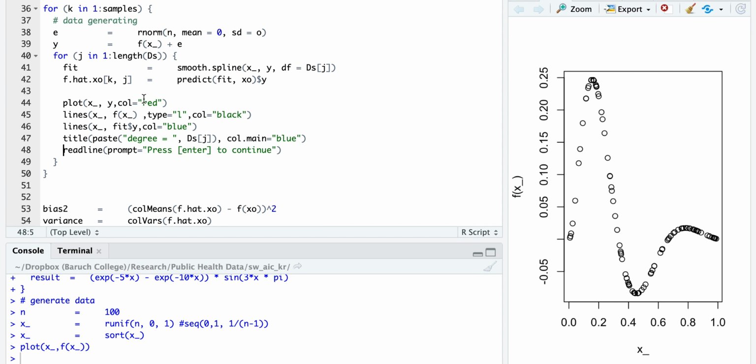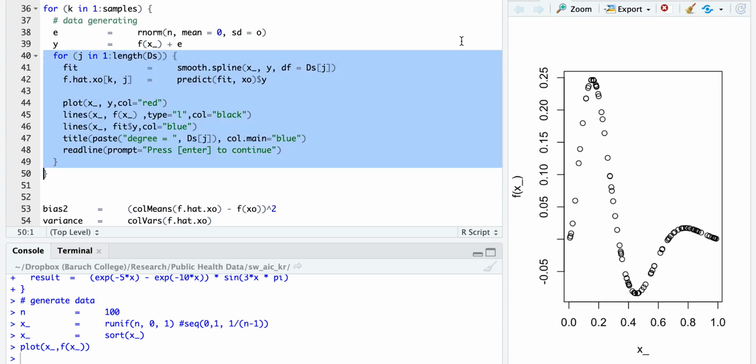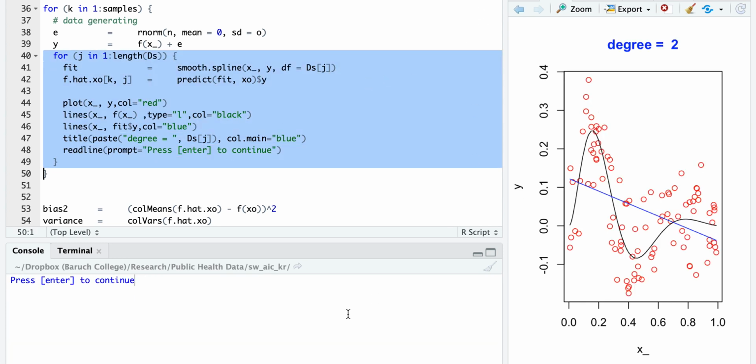Here we can also plot. We plot the data in red, then we plot the true underlying curve in black, then we use the fitted one in blue, and then we have a title which tells us the degrees of freedom, and here we just have a prompt. So let's just run this.